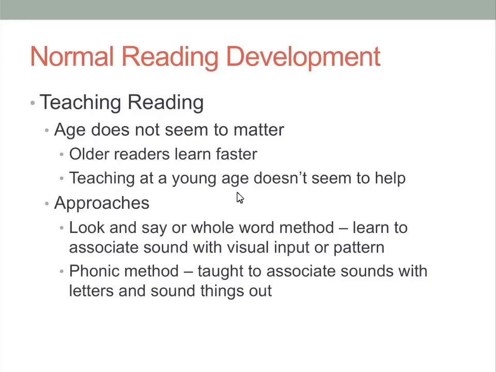So when we teach reading, here are some things that matter and don't. So age doesn't seem to matter. Phew. So you can teach adults to read. Older readers do learn faster. They've been speaking and working with the language for longer than younger children, so they're not also learning new words at the same time. They're learning how the words map on the page, is kind of what we think. So older readers do tend to learn faster because they already have that language experience to map it to.